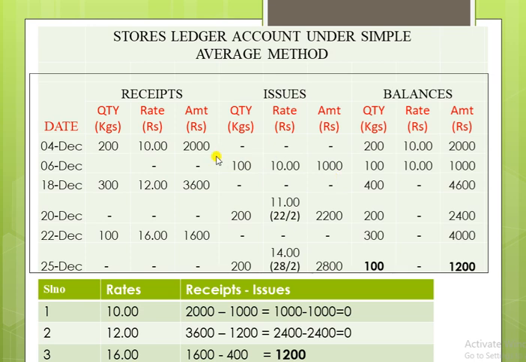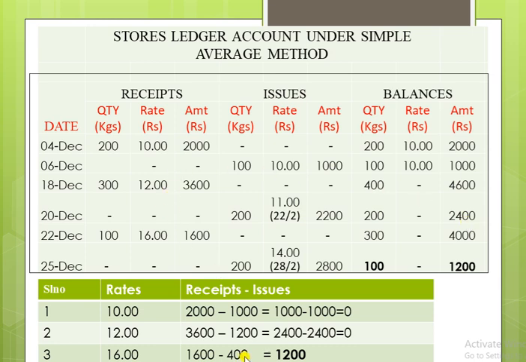So still 1000 units are left in this rate. So for that you have to take two rates, that is 22. 10 plus 12, it is 22, divided by 2 rates that have been taken. So 22 divided by 2, it is 11. So 200 into 11, it will become 2200. Again quantity minus quantity, amount minus amount. So how much is the quantity? 400 minus 200, 200. 4600 minus 2200, it is 2400.